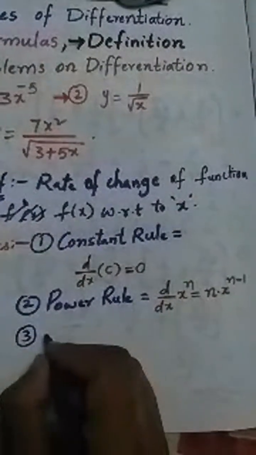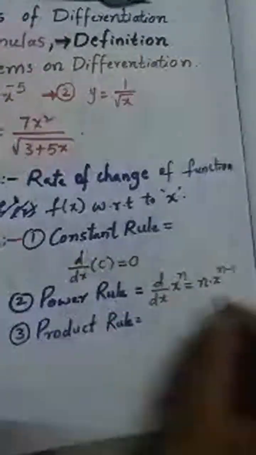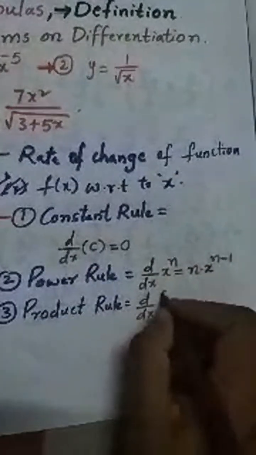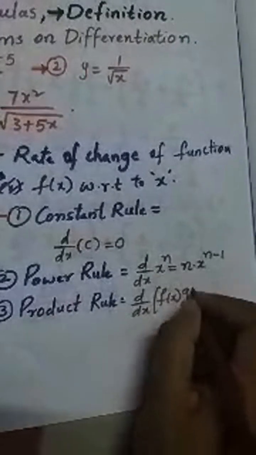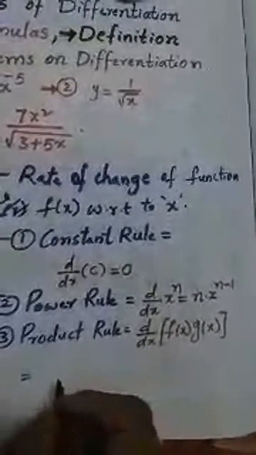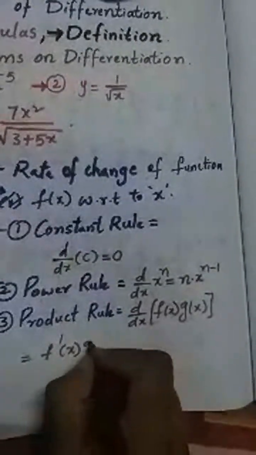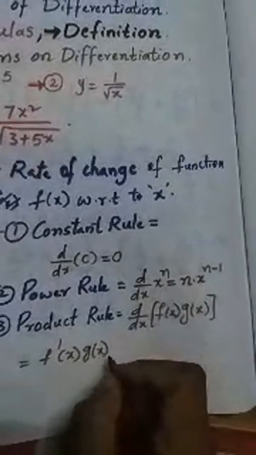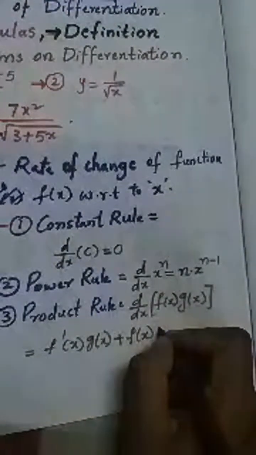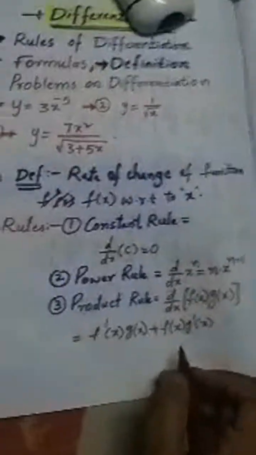Now third one is the product rule. When any two functions are given, d by dx of f of x into g of x, how do you get the rule? D by dx of f of x, first we do, we get f dash of x, keeping g of x silent, and now plus f of x, keeping it silent, we do d by dx of g of x, that is g dash of x. This is the product rule.